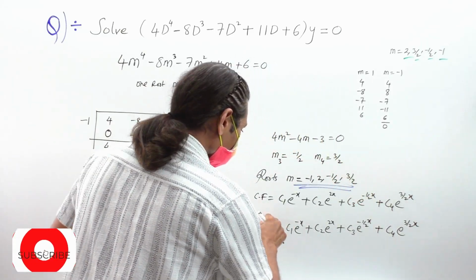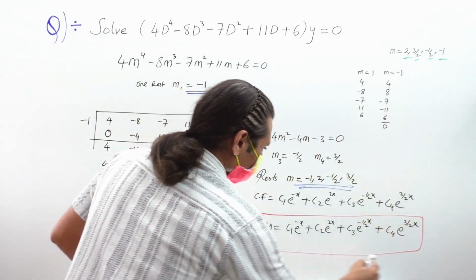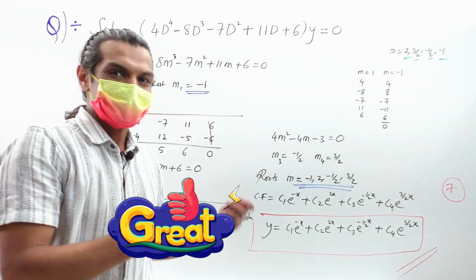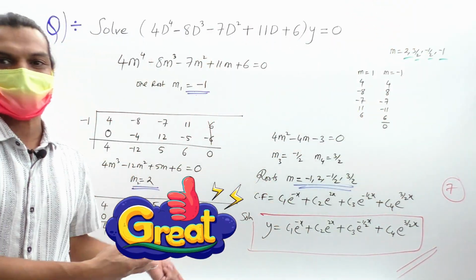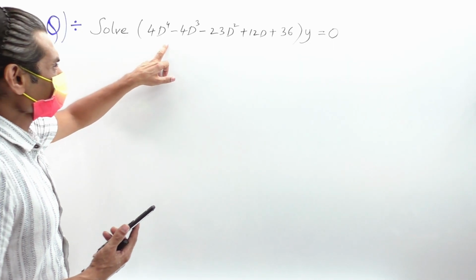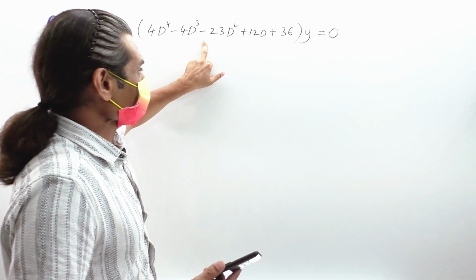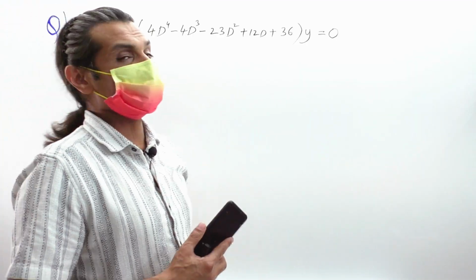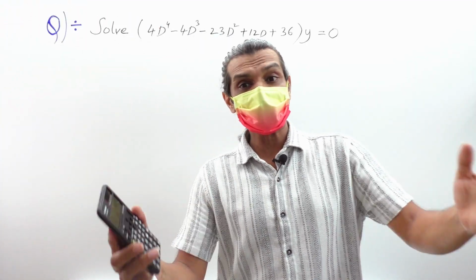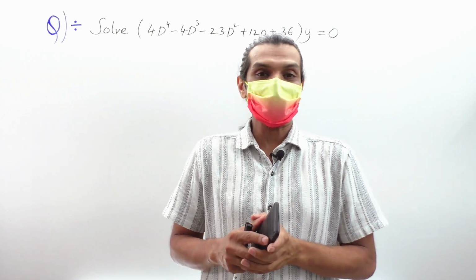That's a beautiful solution here you got. That's it, which carries around 6 to 7 marks. This is the way how we need to write in the examination. That's it. The next problem here is solve 4d raised to 4 minus 4d cube minus 23d square plus 12d plus 36 whole bracket y is equal to 0. One more very important question which has been frequently asked in the VTU semester examinations.